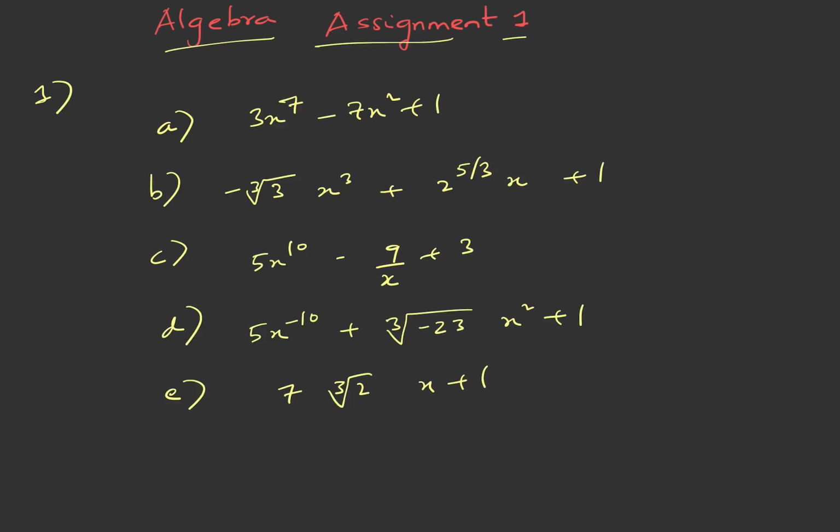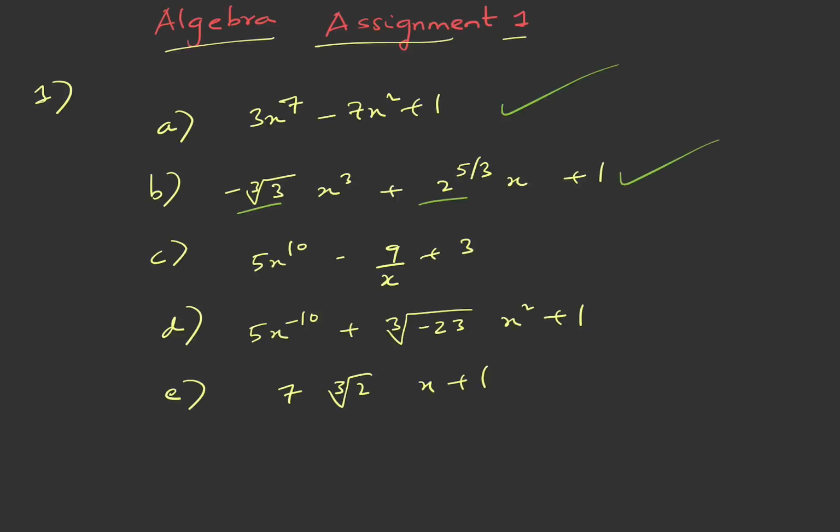Let us discuss the solutions of assignment 1 and 2 of algebra. This is the first question in the first assignment. The question was: which of the following expressions are polynomials? You can see that this is a polynomial, this is also a polynomial. For a polynomial, the condition is that the powers of x should be whole numbers. The coefficients can be real numbers, right?